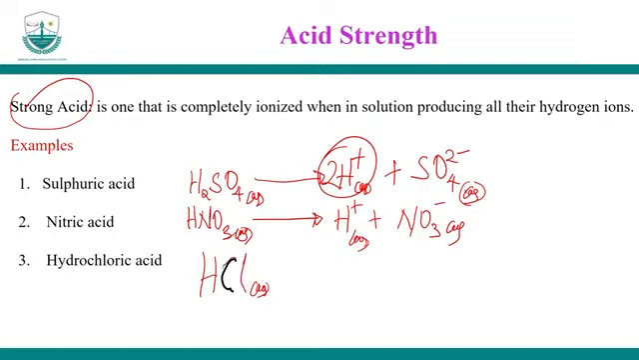Hydrochloric acid ionizes completely to give you hydrogen ions plus the chloride ions. So that is complete ionization. So we have strong acids that completely ionize when in solution, releasing all their hydrogen ions.